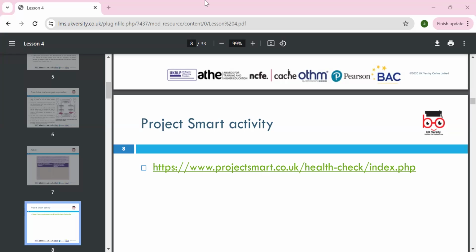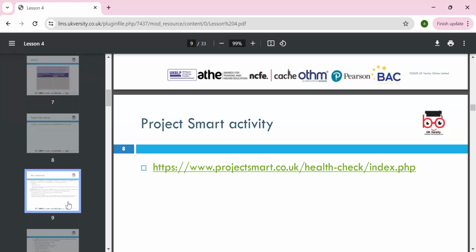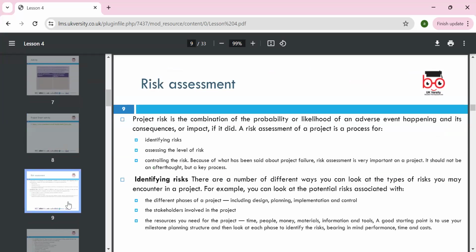Yeah, so I hope you went through. That's quite good to look at. Yes. And then we can move to the health checkup of the project, where we look at the risk assessment. Risk is the combination of the probability or likelihood, as well as the happening and its consequences or impact.